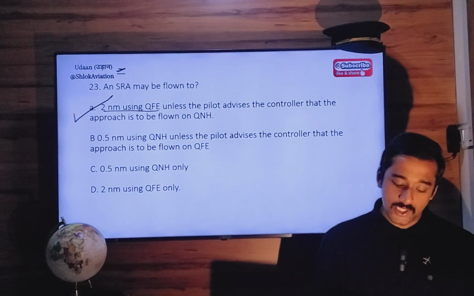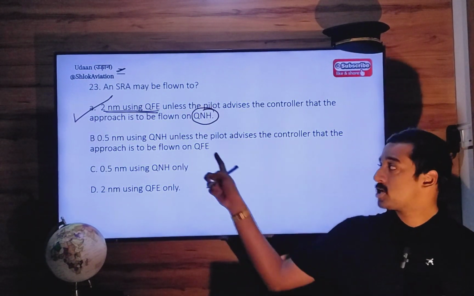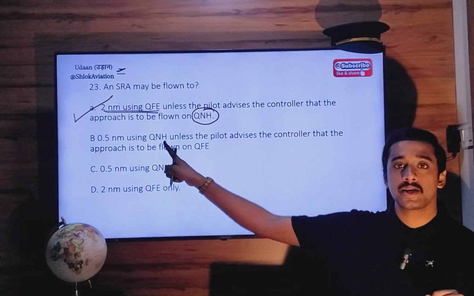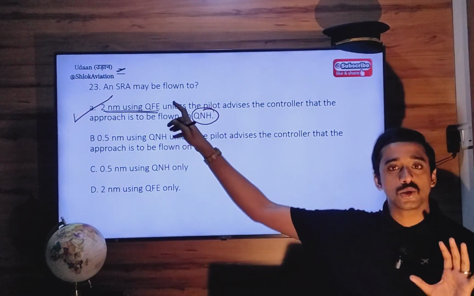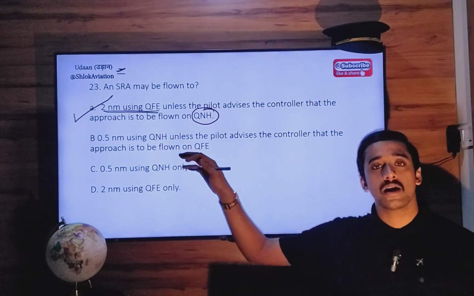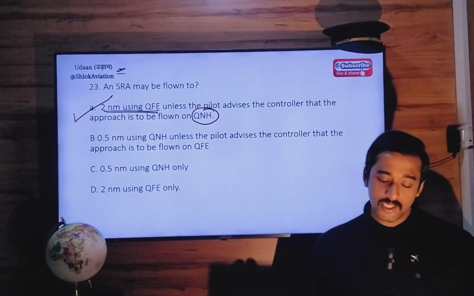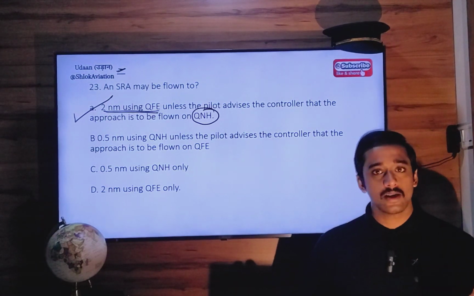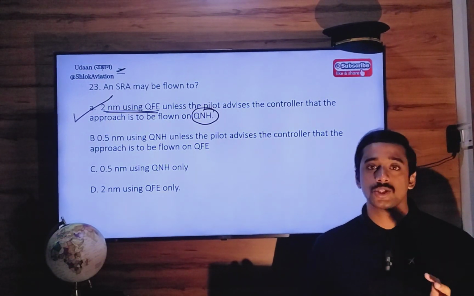So the correct option is option Alpha. 2 nautical mile using QFE. QNH is optional. Option Bravo states QNH is mandatory, QFE is optional. That's wrong. So 2 nautical mile is the usual distance. It can go down to 0.5 miles also, using mainly QFE. Upon pilot's request, that can be changed to QNH.